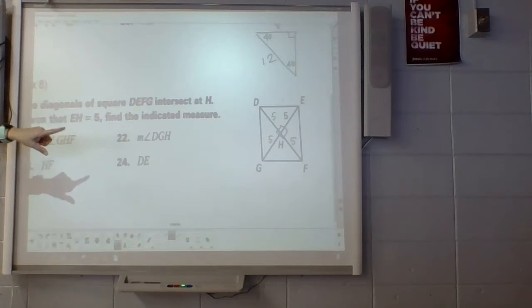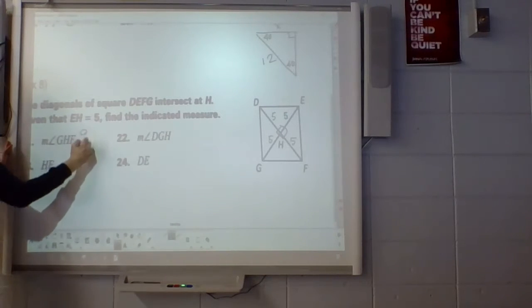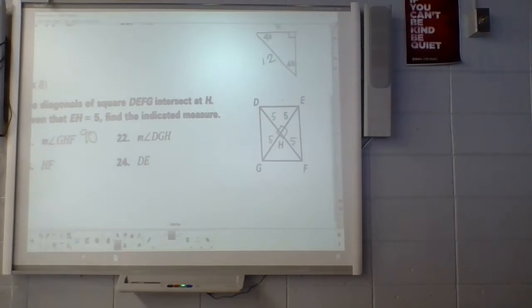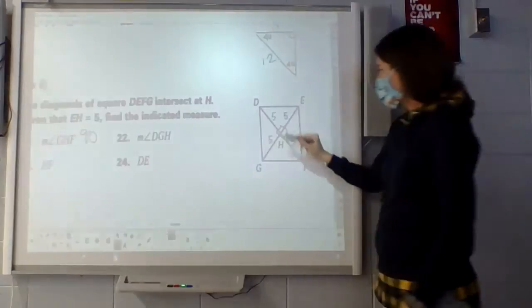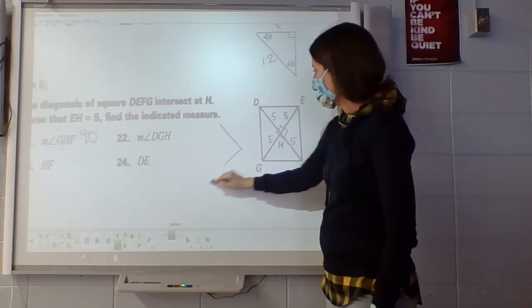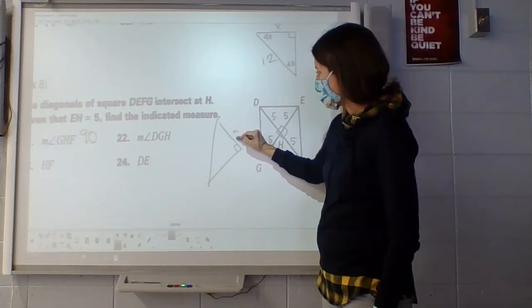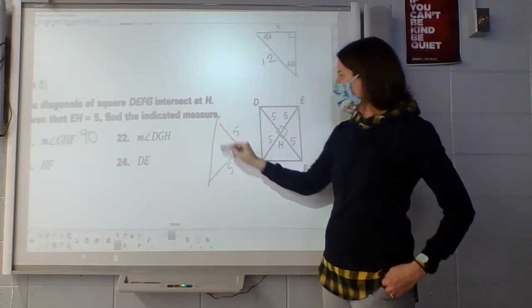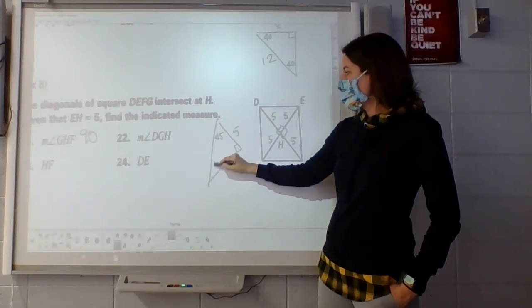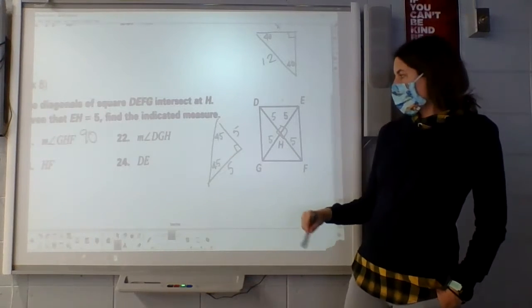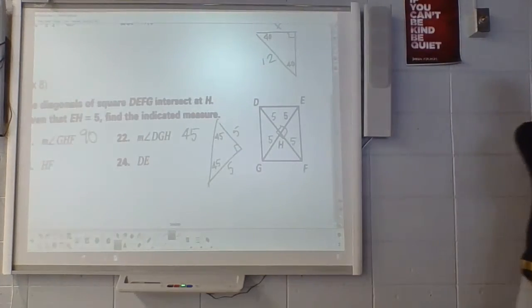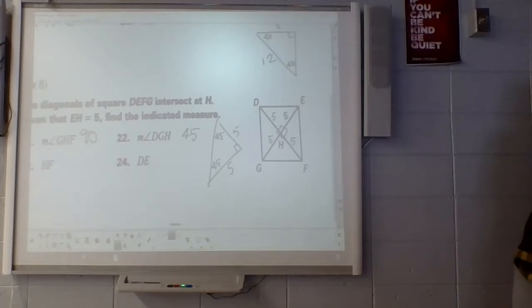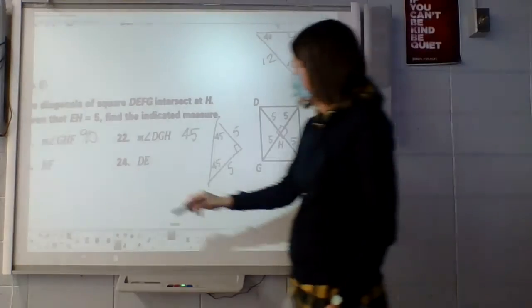So GHF is going to be 90. DGH. So if I have, sorry. 45. Those are 45, 45, 90s then, yep, in a triangle. They want to know HF, that's going to be 5, and then DE.